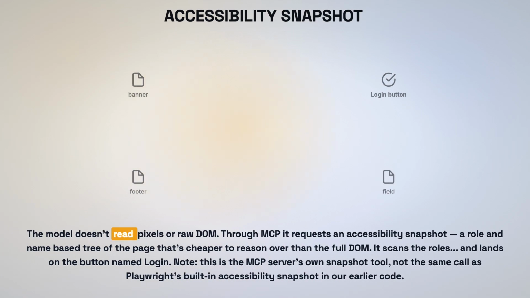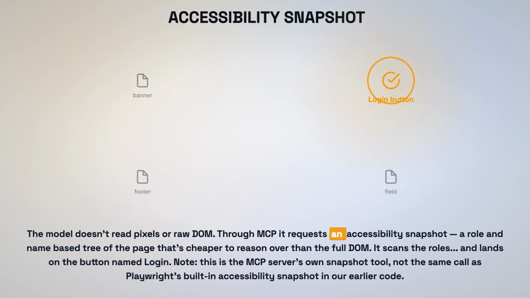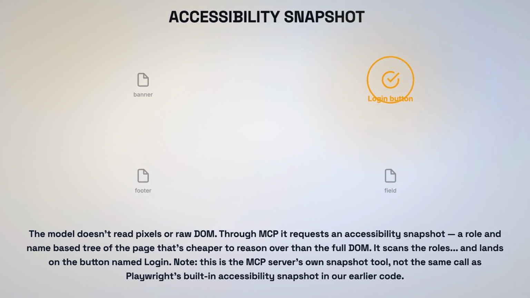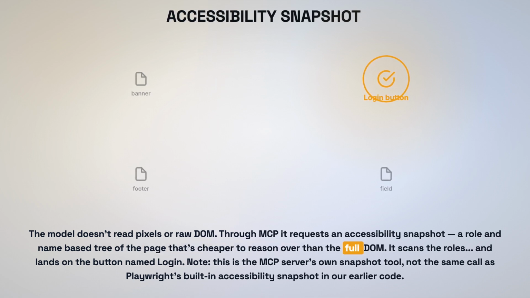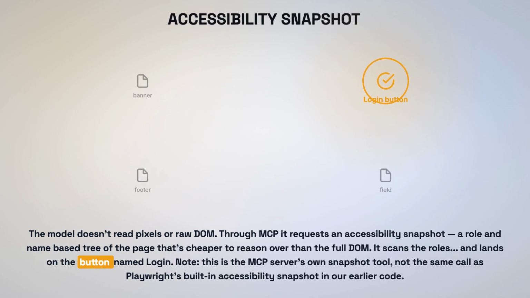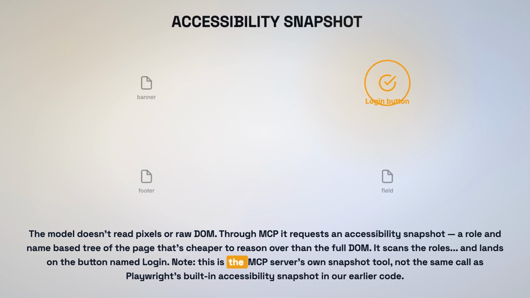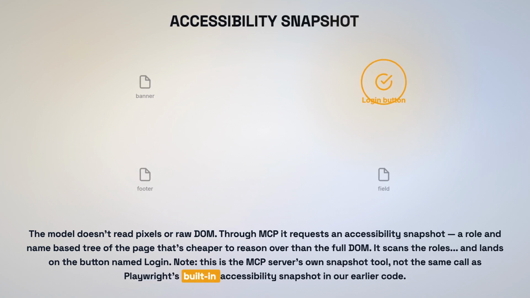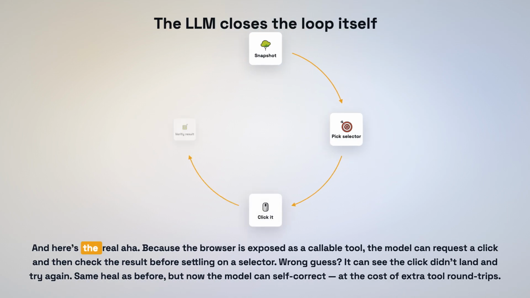The model doesn't read pixels or raw DOM. Through MCP, it requests an accessibility snapshot, a role and name-based tree of the page that's cheaper to reason over than the full DOM. It scans the roles and lands on the button named Login. Note, this is the MCP server's own snapshot tool, not the same call as Playwright's built-in accessibility snapshot in our earlier code. And here's the real aha.